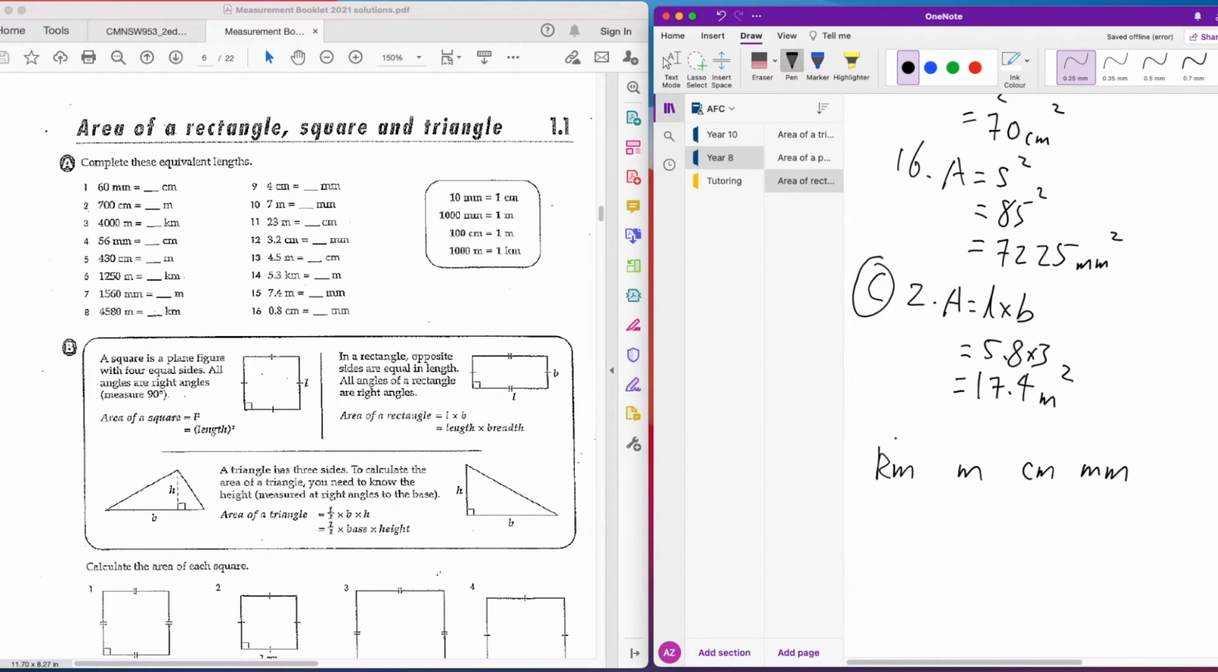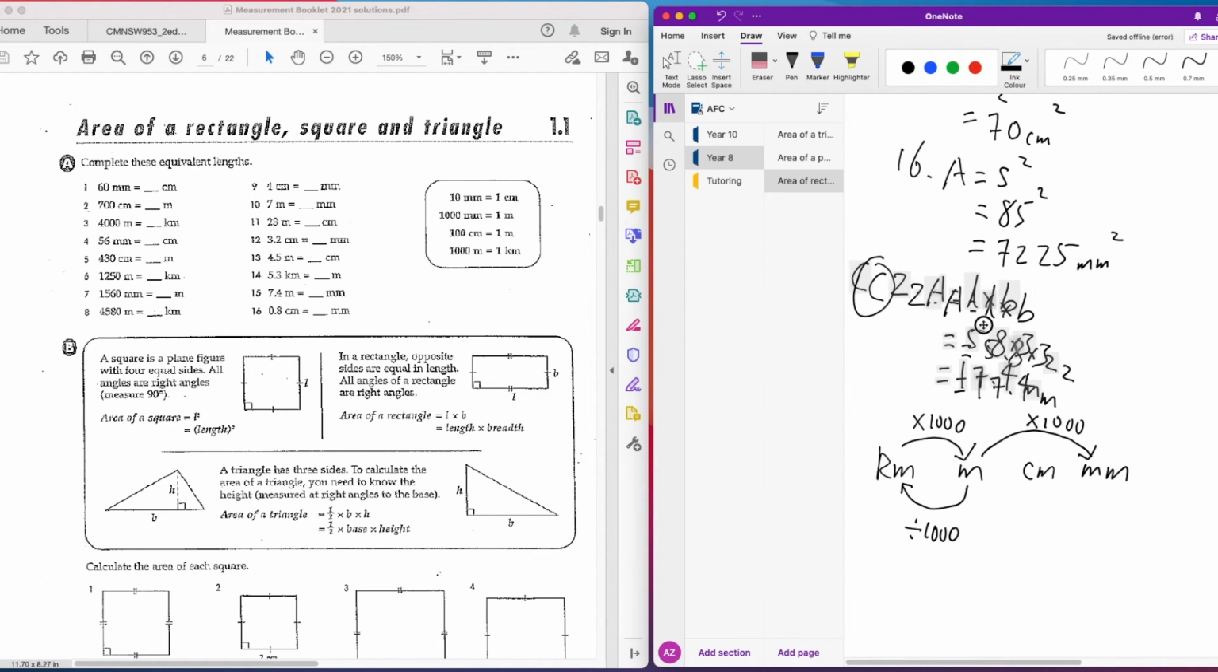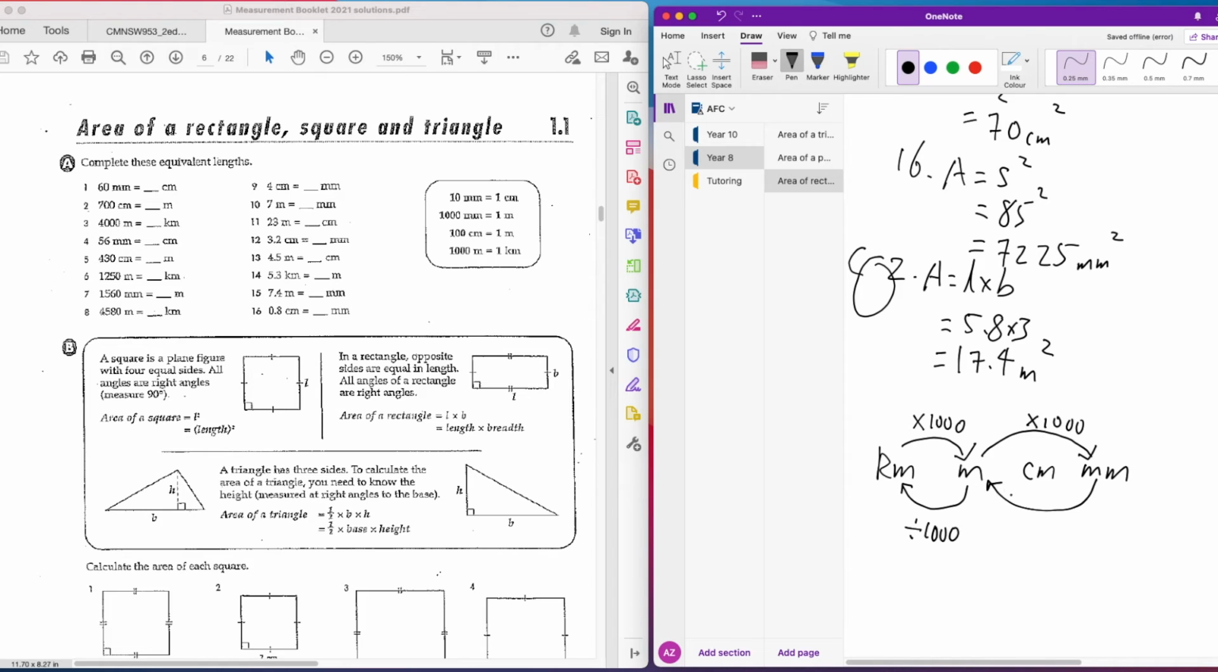So if you still remember, when you go from a larger unit to a smaller unit, you need to multiply by 1,000. So going from km to meter, multiply by 1,000. That means when you go from meter to km, you divide by 1,000. When you go from meters to millimeters, you also multiply by 1,000. And when you go from millimeter to meter, you divide by 1,000.